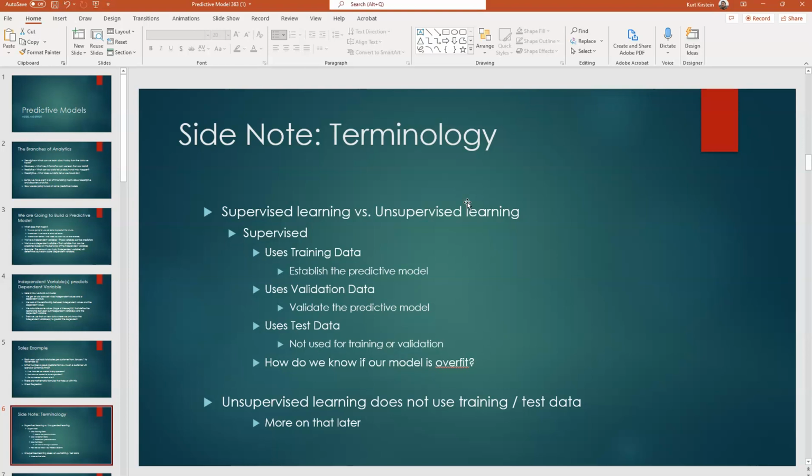So that's just kind of an aside, an approach to supervised learning. But if anything, just remember from the slide that supervised learning is basically building a model on old data. Unsupervised learning does not do that. It doesn't use training or test data. We're going to get into some tools towards the end of the class. We're going to look at clustering and classification. Those do not use, well, classification does, but clustering does not use supervised learning.